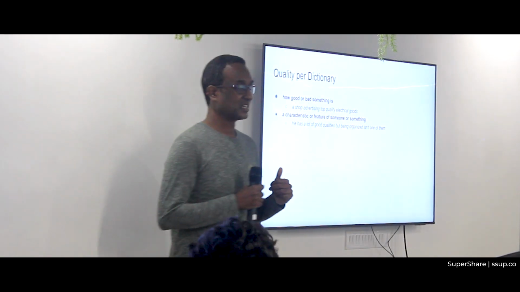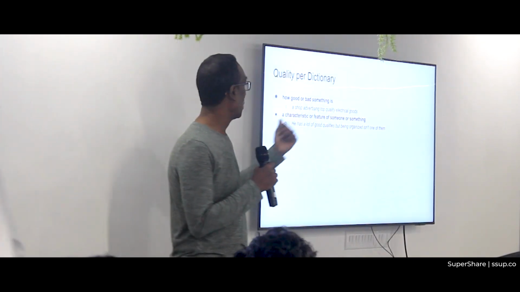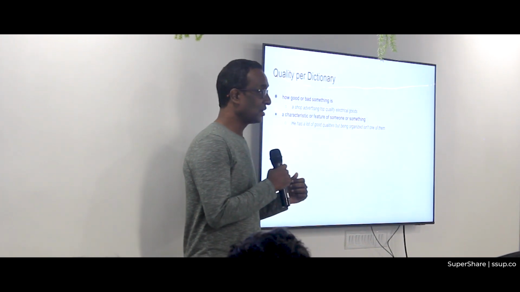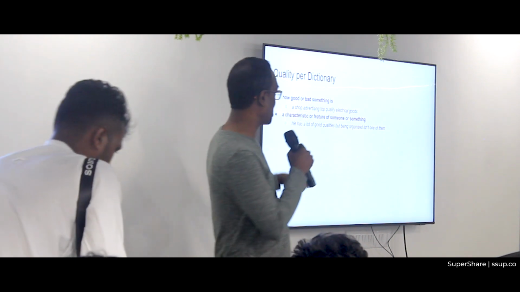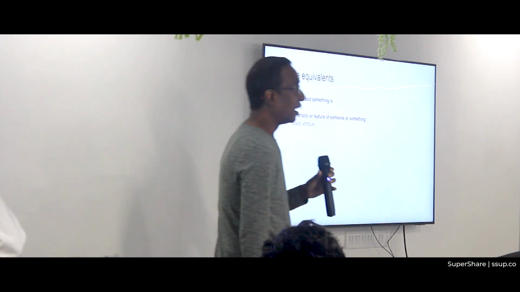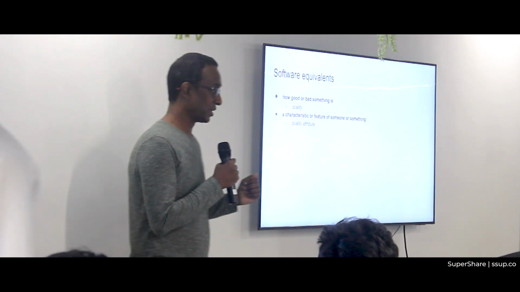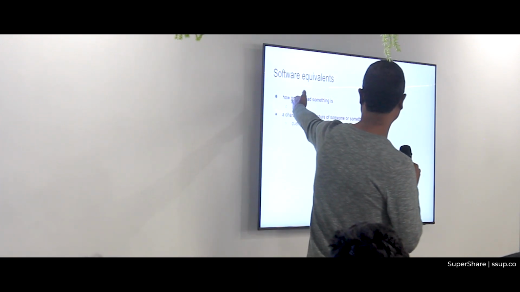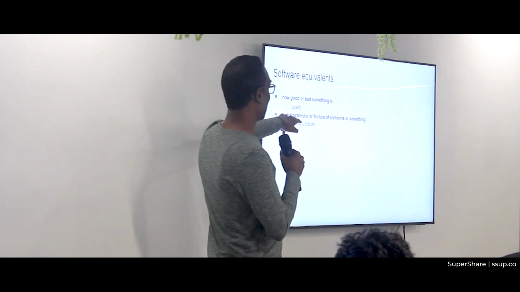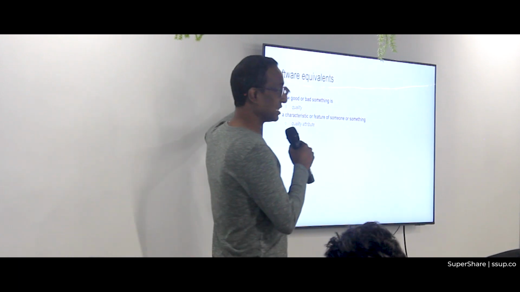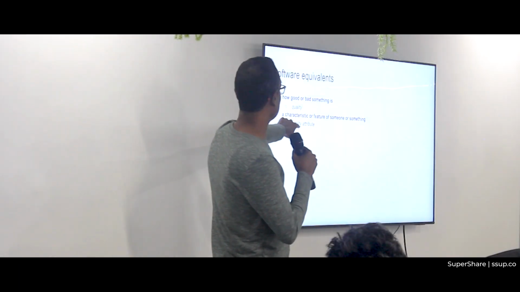The word quality has multiple meanings in English. One meaning is we describe how good or how bad something is. Similarly, we describe attributes or characteristics of people or things. This has carried over into software development as well. By quality, we talk about how good the software is or not, and we also refer to characteristics of software. There are two different meanings. In this presentation, I'm going to be referring to the second meaning.